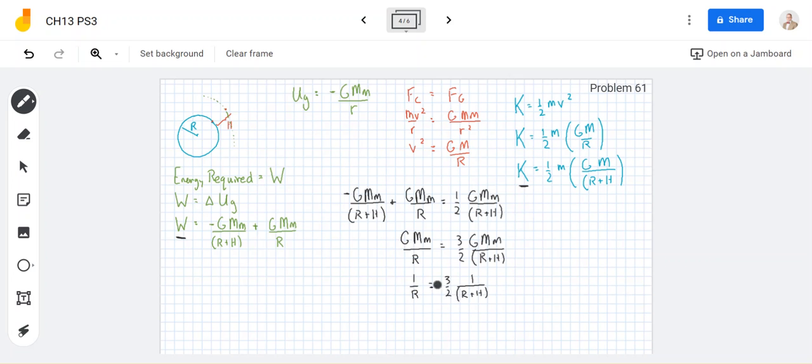and so I'm going to do a little cross multiplication here. And I have 2 times R plus h is equal to 3R. So I'm going to distribute, move my thing up here. So 2R plus 2h is equal to 3R, subtract.